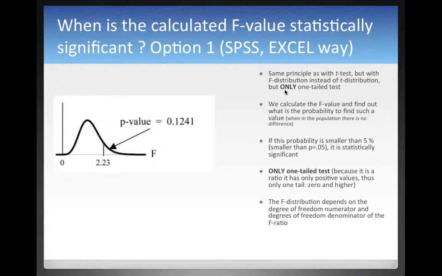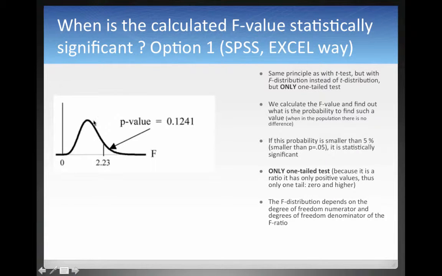So to find out if a calculated f-value is statistically significant, you have two options. Either you calculate the exact p-value with SPSS or Excel, or you look a critical value up in a table. So here's the first way to calculate the p-value.